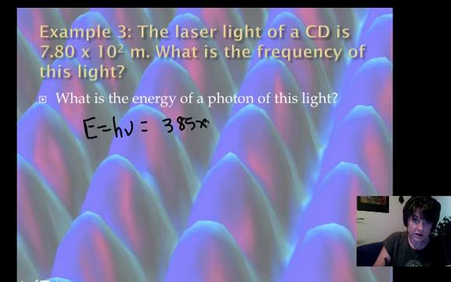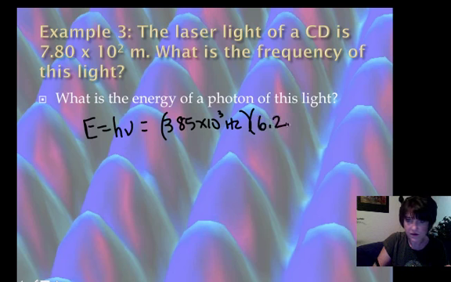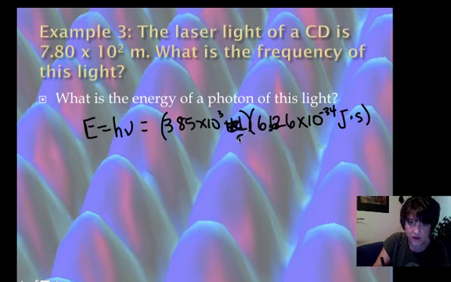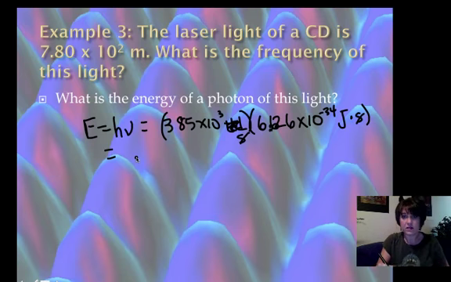385 times 10 to the third hertz. And of course, I'm not going to round that in my calculator. I'm going to multiply that by Planck's constant, 6.626, whoops, missed a 6 there, times 10 to the minus 34 joules times seconds. And remember, hertz means 1 over second. So look, seconds is going to cancel, and I'll have energy in units of joules. That makes sense, right? We're used to seeing that.